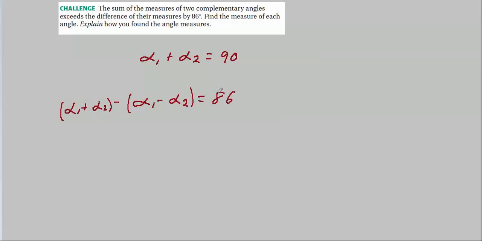Now all we have to do is solve these two equations. Well, alpha 1 plus alpha 2 we know is 90 degrees. So we may not need to, but what the heck. Let's just put 90 right in here. We'll start by substituting. Starting out by using what you know frequently turns out a lot better. Now we have minus alpha 1, and this here becomes plus alpha 2. And that equals 86.